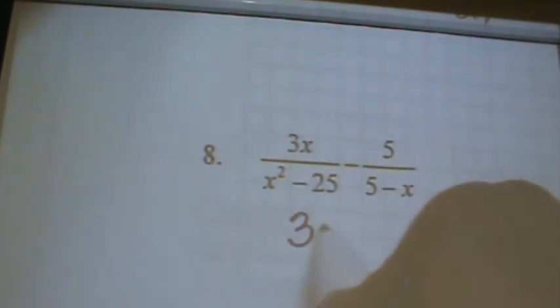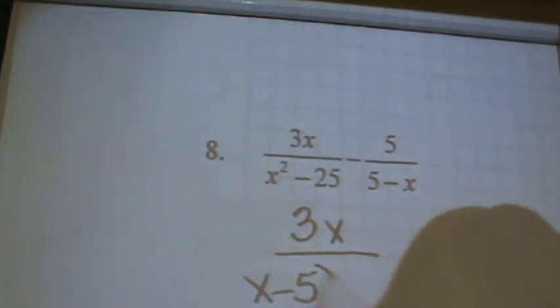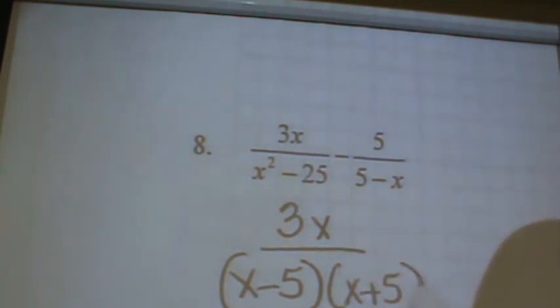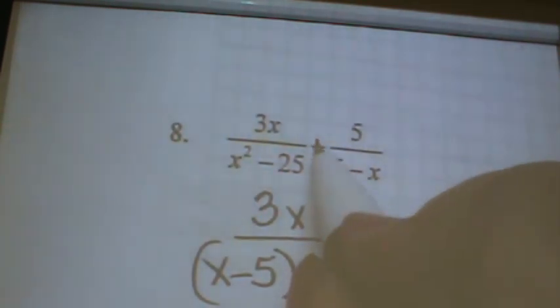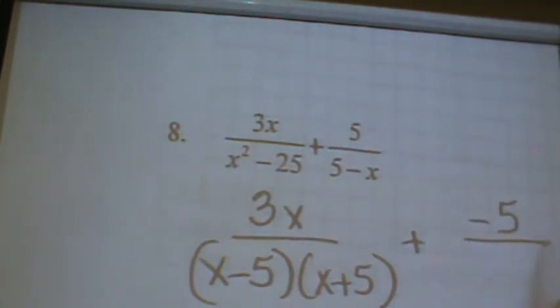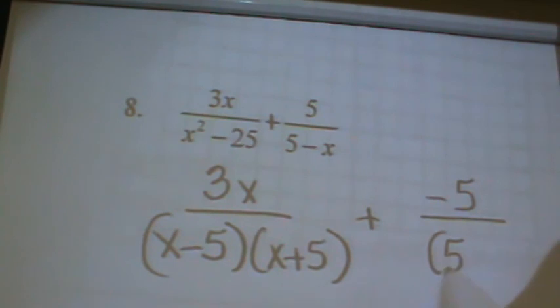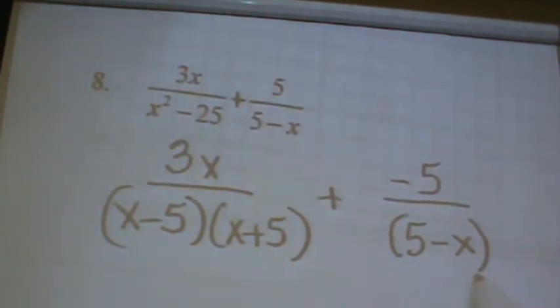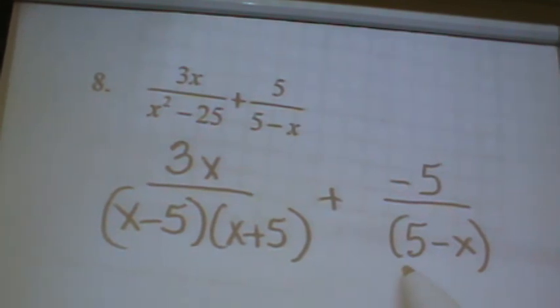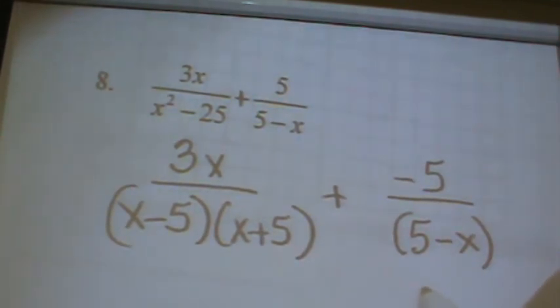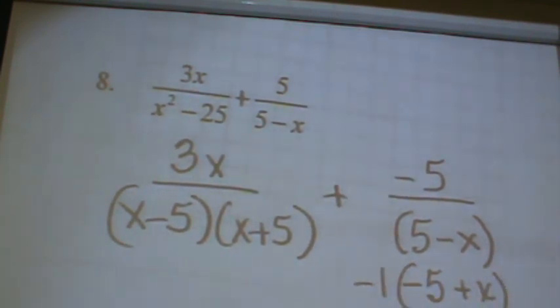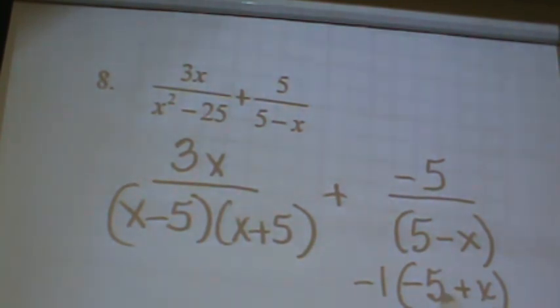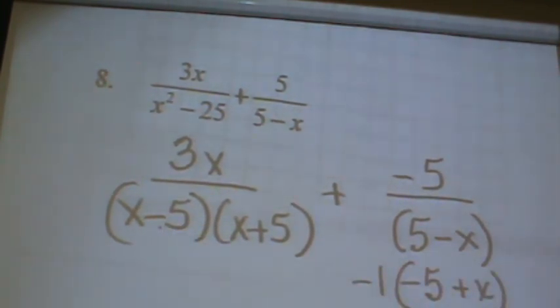Number 8. Do you remember what happened in this situation? If I factor this, and I'm going to turn this into a plus, a negative 5. Do you remember what I could do here with this? Pull negative 1 out. If I pull out a negative 1, I can make this x minus 5, which is this right here. So what would I do with this negative 1? I'm going to carry it up there.